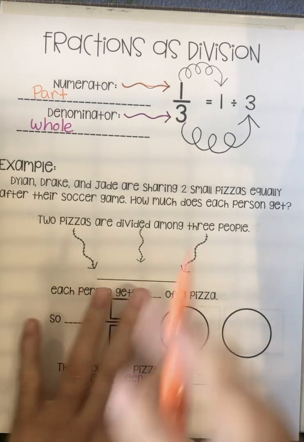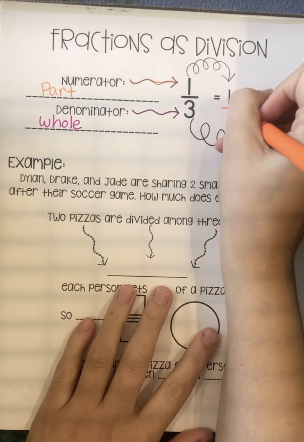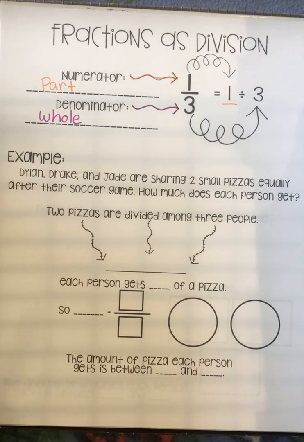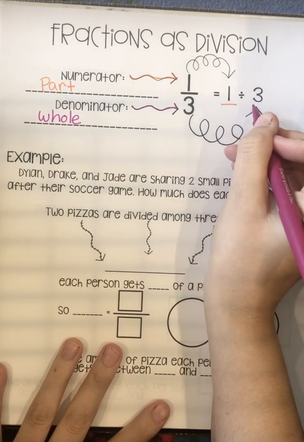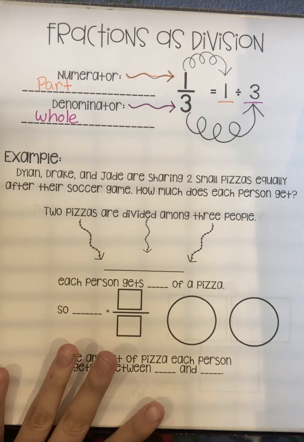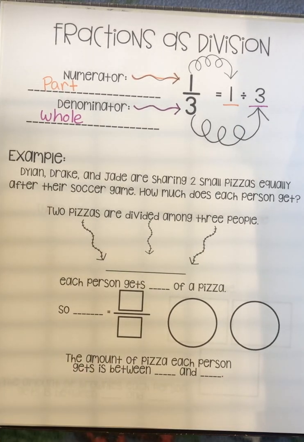And then if we relate this back to division, we can see that our numerator, our top number, would go here. Our denominator, or our bottom number, will go here. So 1/3, if we read that as a division problem, would be 1 divided by 3.